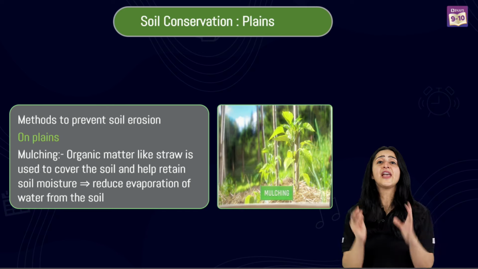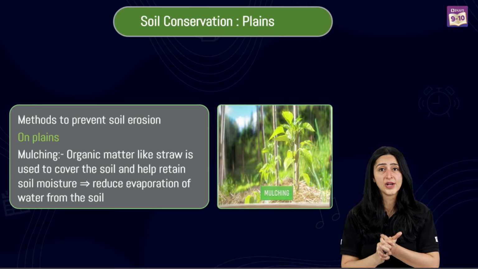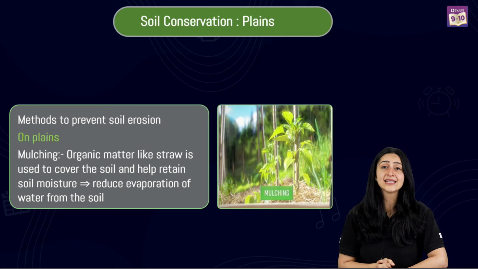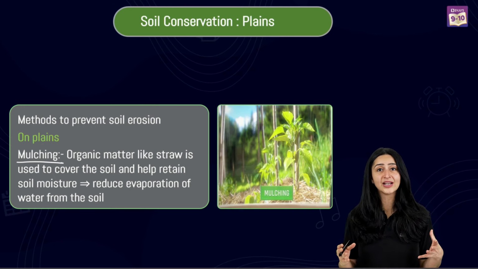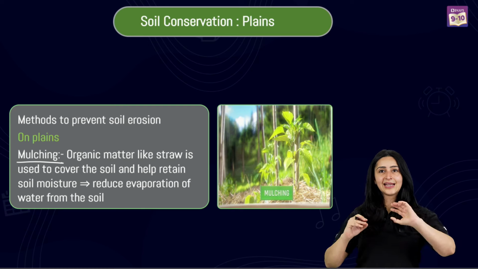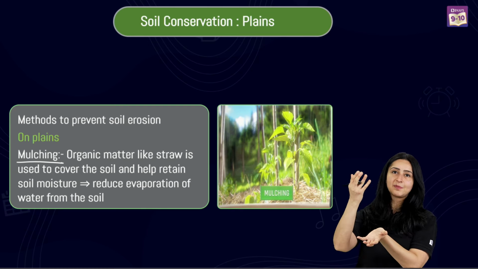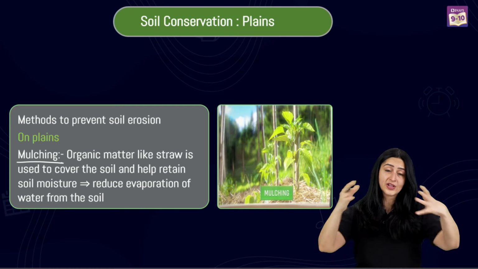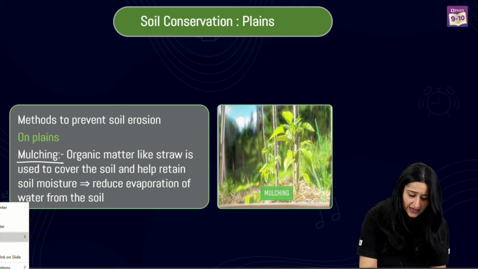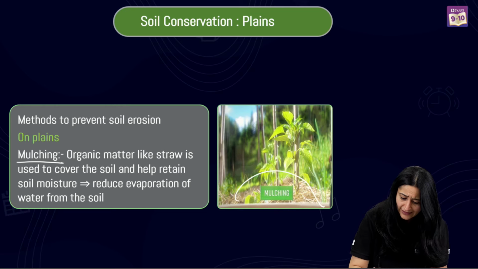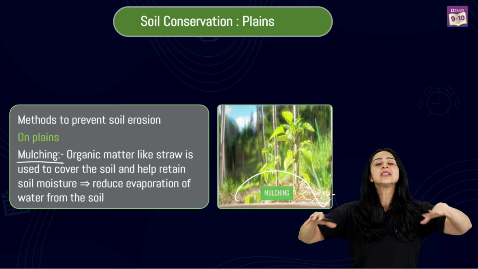Now, a very important way of soil conservation in plains is the process of mulching. Now, what is mulching really? Mulching is basically creating a barrier between the soil and the atmosphere, or the environment. So what are we doing over here? We're basically creating layers of straw or hay, which we cover the soil with.